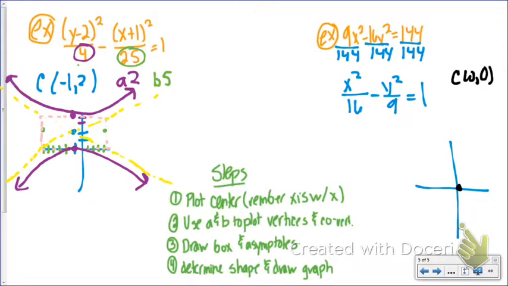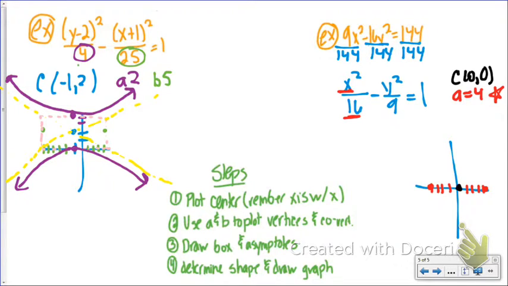Alright, then let's look at our a value. Our a value is going to be the square root of 16. It's with the x, so that means I'm going to go side to side 4 in both directions. And remember, those are the points my graph is actually going to touch. This is going to be a sideways hyperbola because the x comes first.